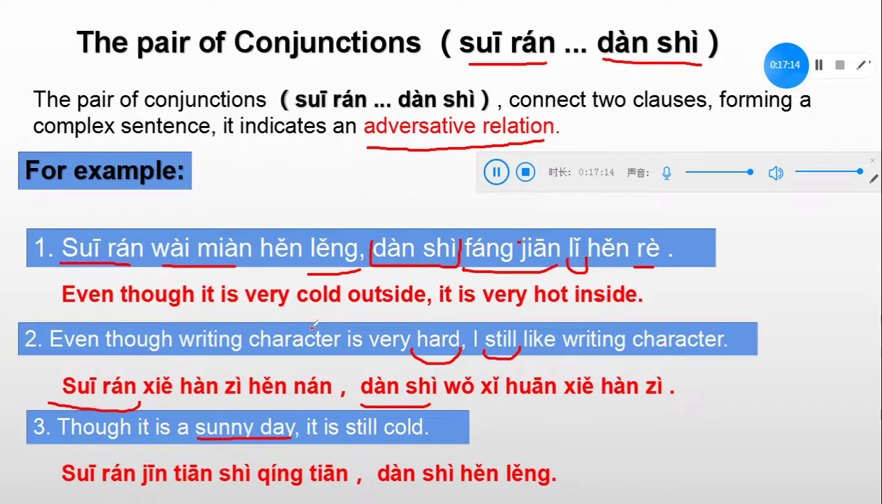Okay, now I need you to read after me these three Chinese sentences. The first one, 虽然外面很冷，但是房间里很热。第二个，虽然写汉字很难，但是我喜欢写汉字。第三个，虽然今天是晴天，但是很冷。You see how we put 虽然 and 但是. Both words should be put at the beginning of the first and second clauses. Okay, so that's all for this grammar part 2, and that's all for today's class.